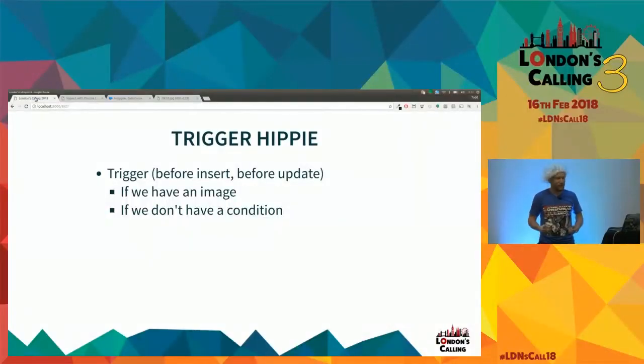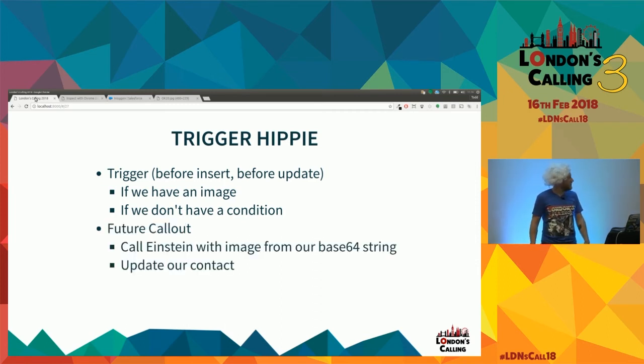So before insert, before update, if I see that my contact has an image but no classification against it, my trigger will fire off and call Einstein as well and say, hey, look, I've got this. Can you sort me out? It's a future callout, I don't know, but people in Salesforce will know. And that calls Einstein and says, hey, can you do this? And then updates my contact again, which is all quite funky.